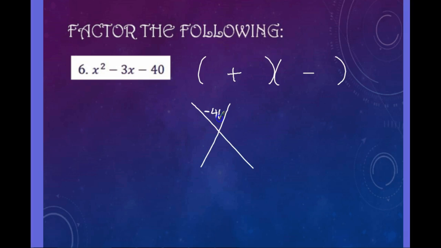Negative 40 goes up top, and negative 3 goes at the bottom. So two numbers that add to give me negative 3 and multiply to give me negative 40. 8 and 5. Okay. So here's where you figure out the positives and the negatives. Since this is negative, I need the bottom number to be negative. So I need negative 8 and positive 5.